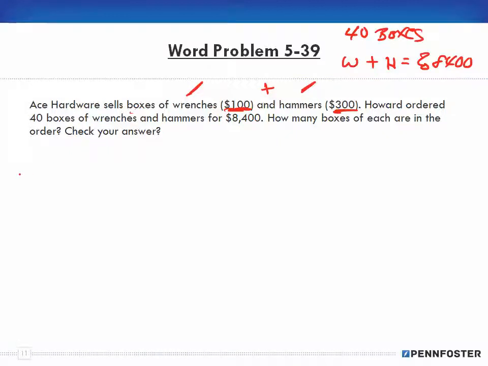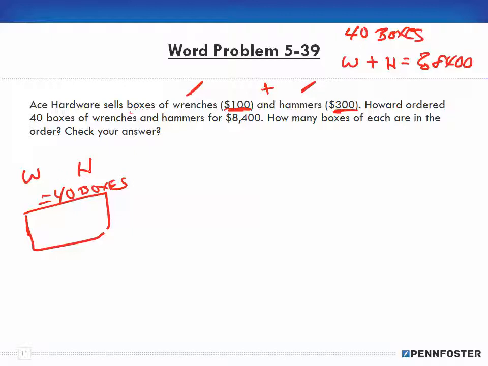We know that we have wrenches and hammers. And let's just say this is a pallet, and on the pallet, I have 40 boxes. I don't know how many boxes had hammers, and I don't know how many boxes had wrenches. What I do know is that the total of the boxes is 40.